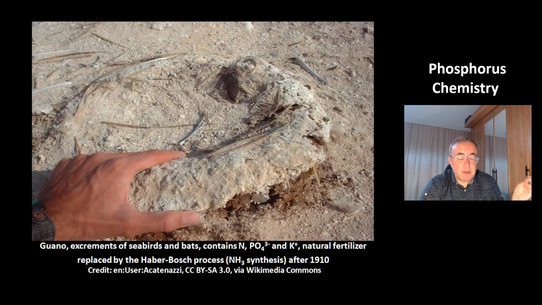This is a historically important fertilizer. That's guano, the excrements of seabirds and bats. They contain nitrogen, phosphate, and potassium. This was a natural fertilizer. When the Haber-Bosch process, the synthesis of ammonia, was industrialized in 1910, guano was replaced by this process. You can check my nitrogen video if you are interested in how this works. Yeah, that's the story of guano. Guano was important in the 19th century, for example.